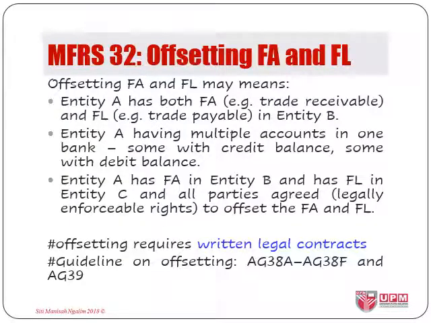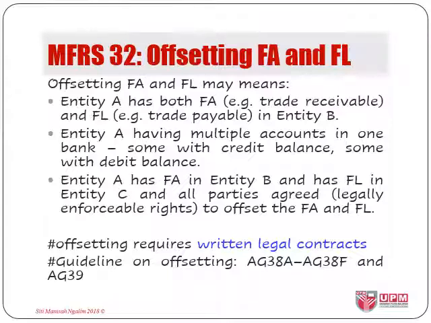For offsetting of financial asset and financial liability, there is nothing much to add to the discussion by your colleague, but I simply would like to share what offsetting may mean. It can mean that an entity having both financial asset and financial liability in another entity, and it offsets the two, and may end up with a net amount that results in either financial asset if it is favorable, or financial liability if it is not favorable.